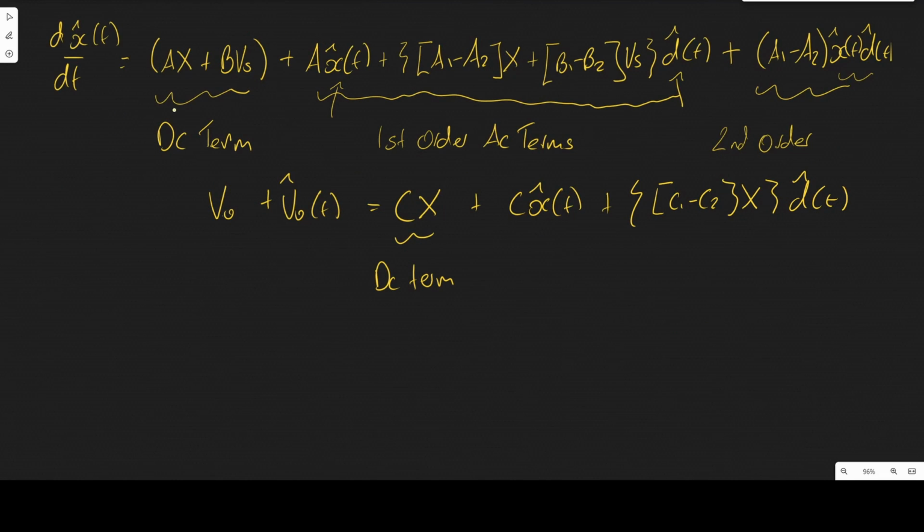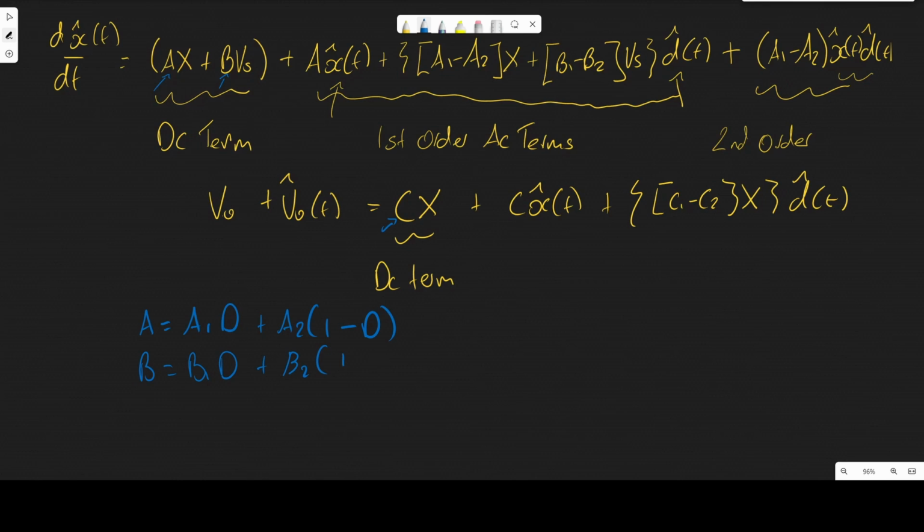One thing I forgot to add is that the A, B, and C matrices over here, here, and here are equal to A1 D plus A2 (1 minus D). Same goes for B, B1 D plus B2 (1 minus D), and C, C1 D plus C2 (1 minus D).